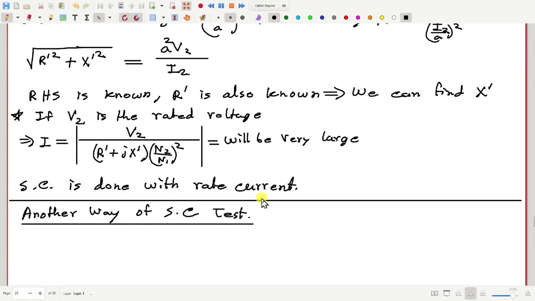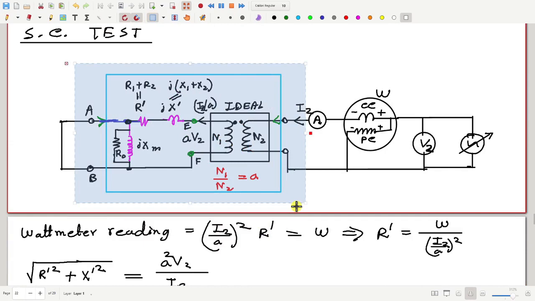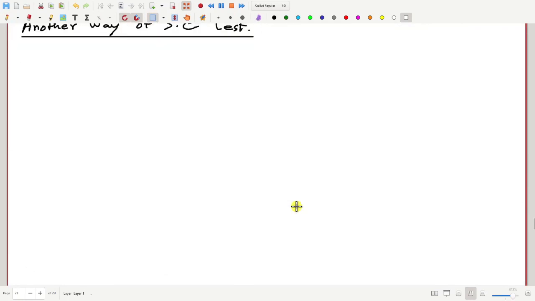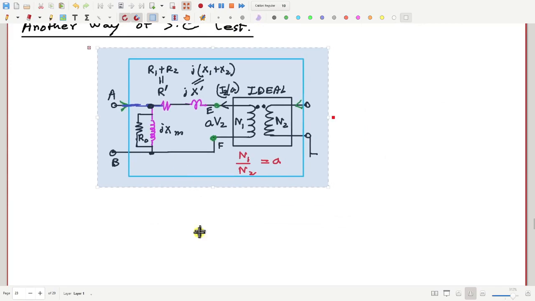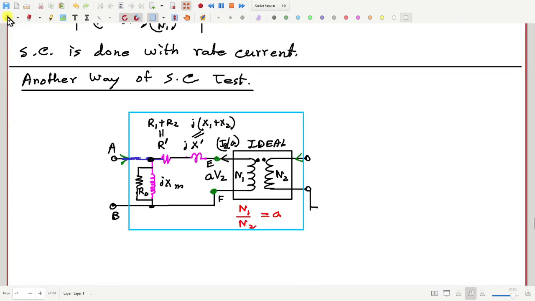Yeah, so now I'm going to tell you another way of doing the short circuit test, which is as follows. Let me take this circuit once again. Previously what I did, I shorted A and B and applied the supply on the right side. Now I am going to do it in the reverse way. I am going to short C and D. Okay, C and D shorted.